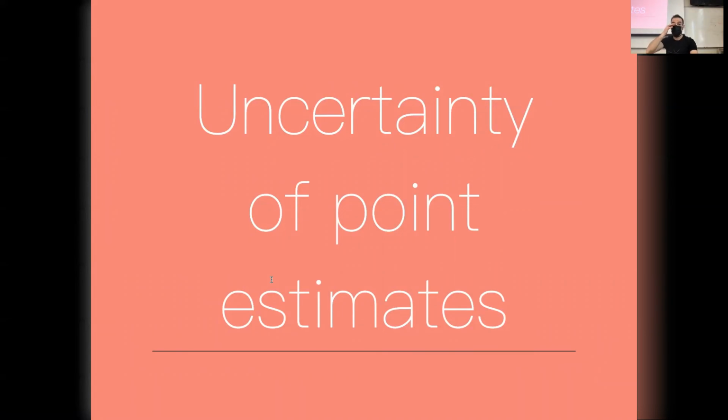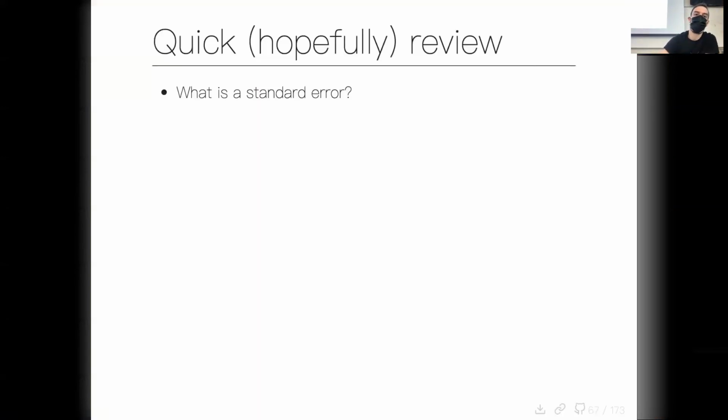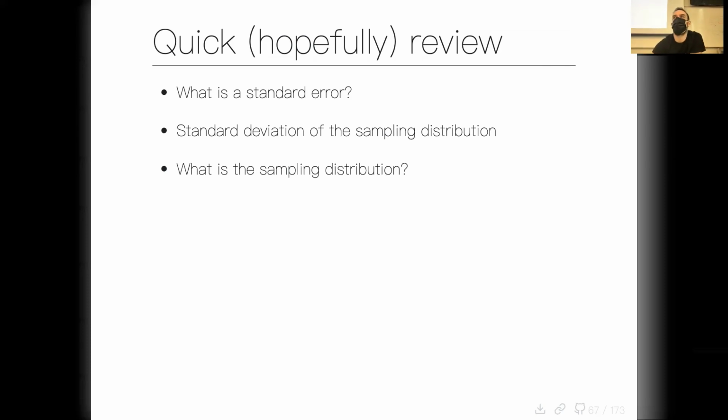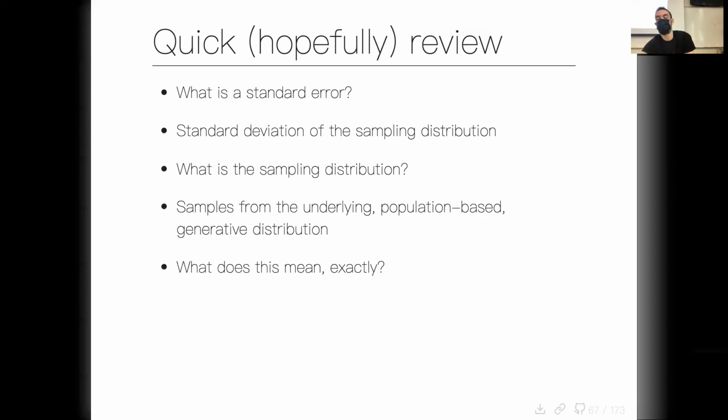So we've talked about a single value now, and for discrete things and non-discrete. Let's talk about point estimates. So really quick, hopefully review. What is a standard error, right? A standard error is the standard deviation of the sampling distribution. Okay, well, what is the sampling distribution? The sampling distribution is the distribution of the samples from the underlying population distribution, okay? So whatever distribution you think the data were generated from, if you were to pull repeated samples from that, that's the sampling distribution, okay? So what does this mean?